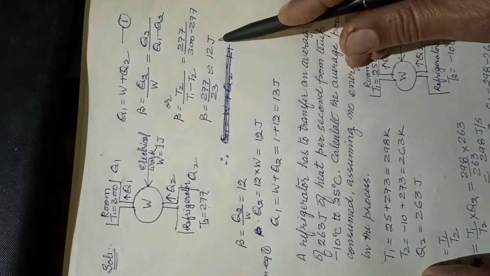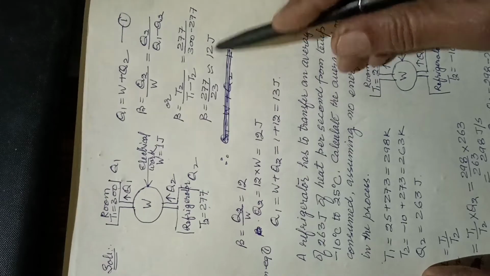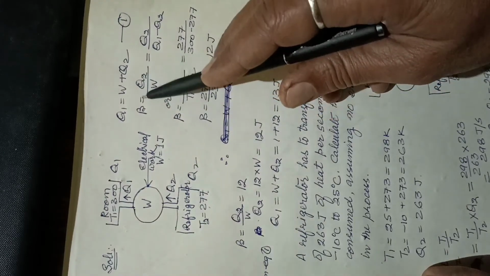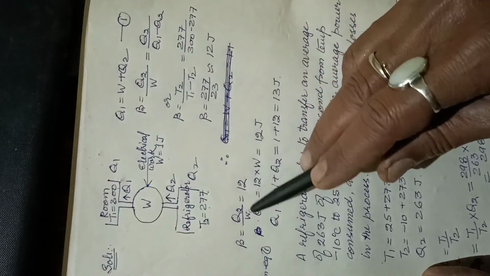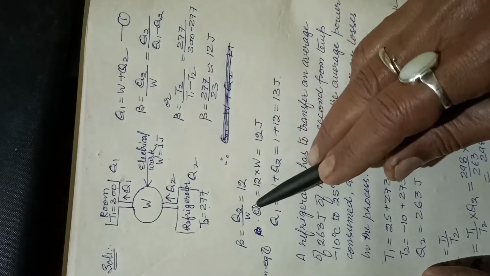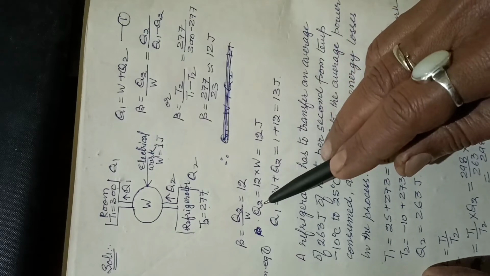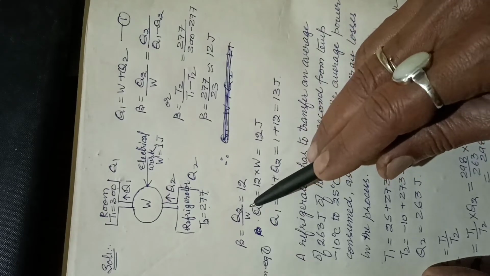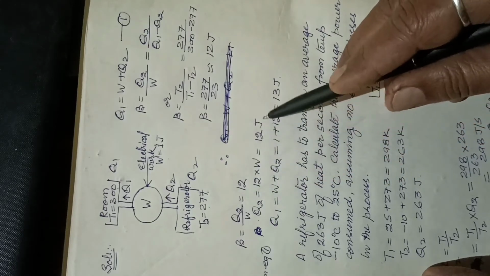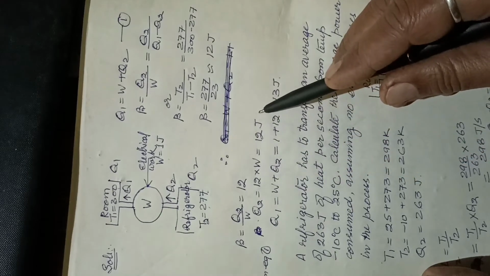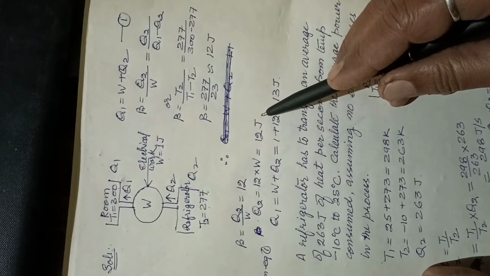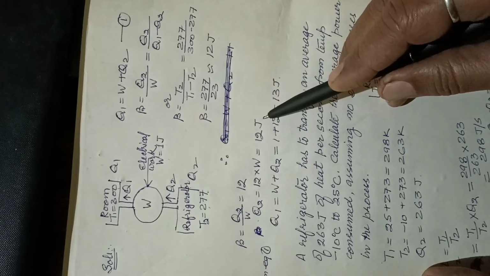It is coming approximately 12 joule. Now as we know, beta equals Q2 upon W, that we have written here. From here W we will send to this side, so we can calculate Q2 equals 12 into W. It means the Q2 amount of heat that is drawn from the refrigerator is 12 joule.